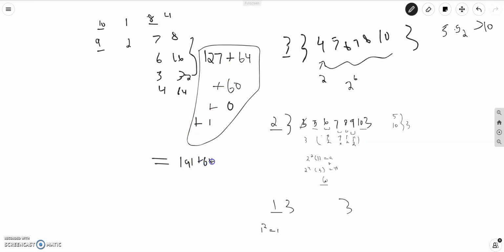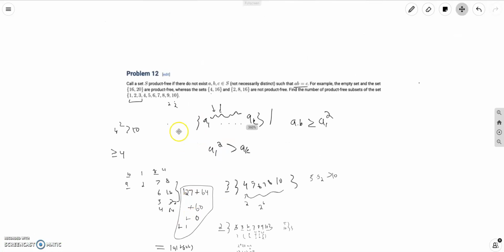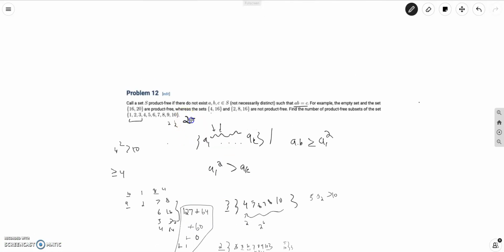And so the sum of this is equal to 191 plus 60 plus 1, which is equal to 252. So 252 is our answer. We can mark this and move on, and we are done.